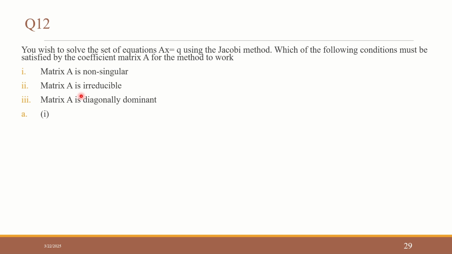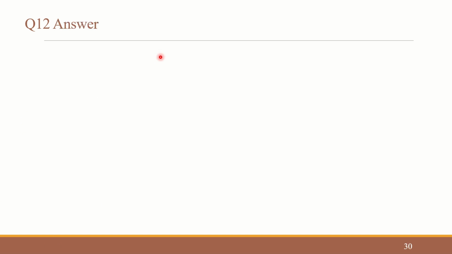We will see how in the next slide. Before that, the options are option A 1, option B 1 and 2, option C 1 and 3, option D 1, 2 and 3. So the answer is option D, 1, 2 and 3, is the right answer. How, we will see now.